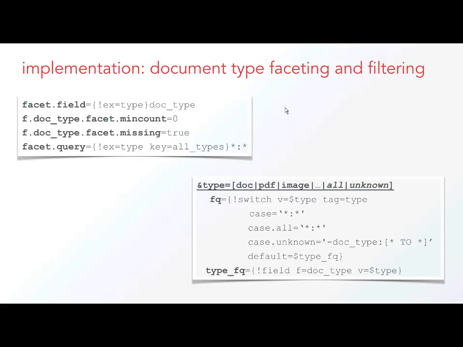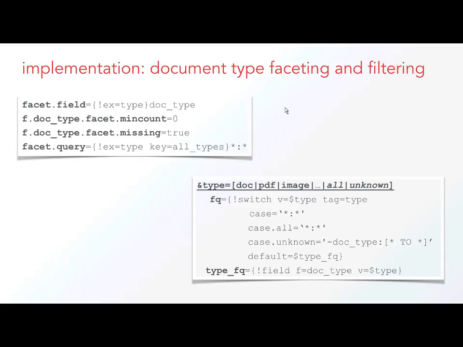If the parameter type is the special value of unknown, then we exclude all documents that have a doc type. So we have a special Lucene query here that says minus doc type colon star to star. And that is a special type of query that says match all documents that do not have a value indexed in the doc type field. We can now filter on all unknown typed documents.